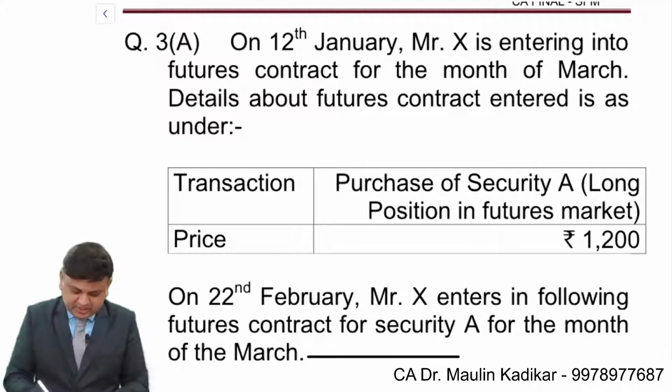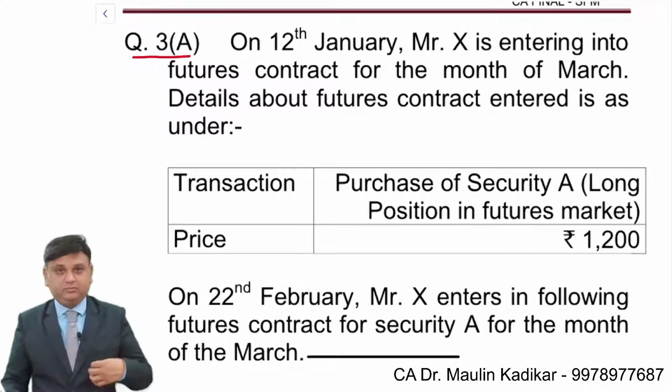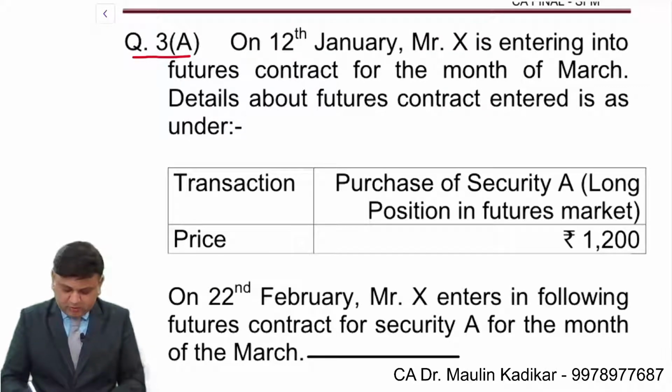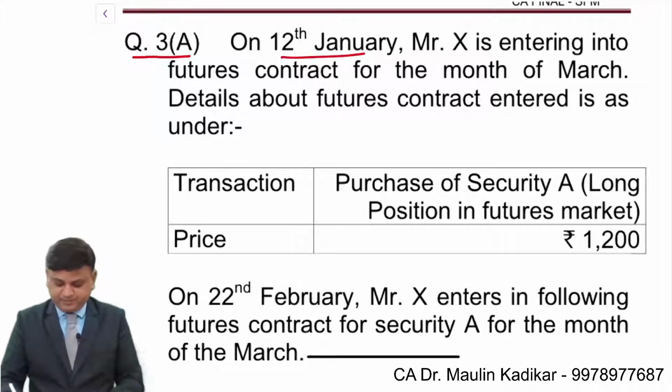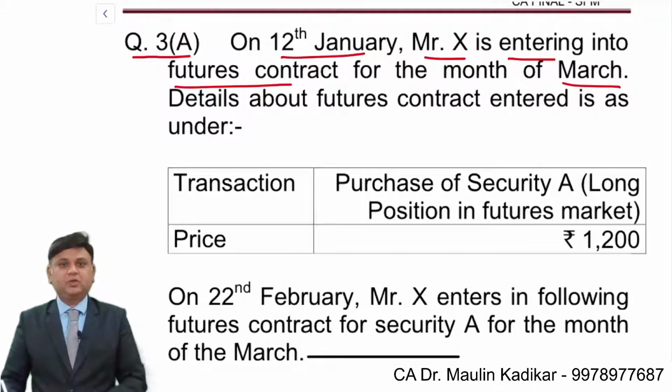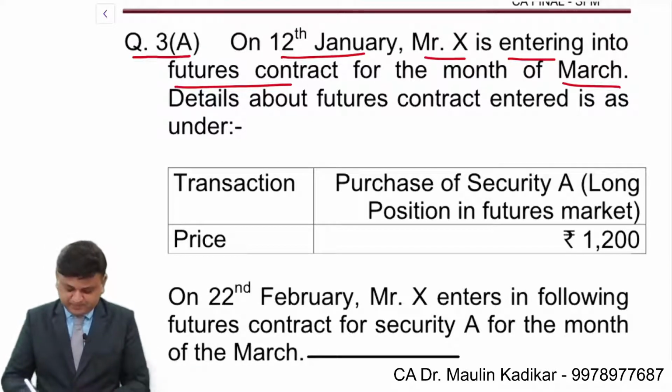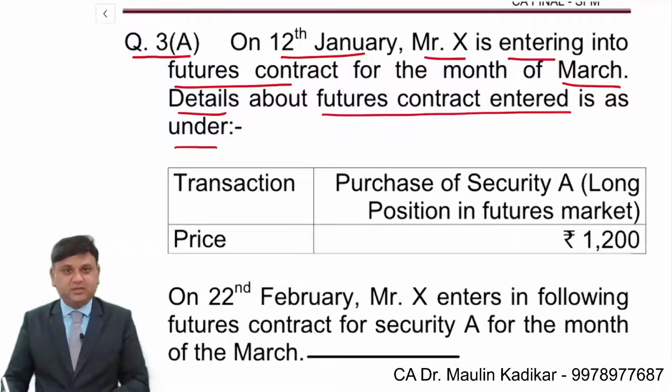Starting with the question number 3A. On 12th of January, Mr. X is entering into the futures contract for the month of March. So information is provided for Mr. X, who is entering into the futures contract for the month of March. Details about the futures contract entered is as under.